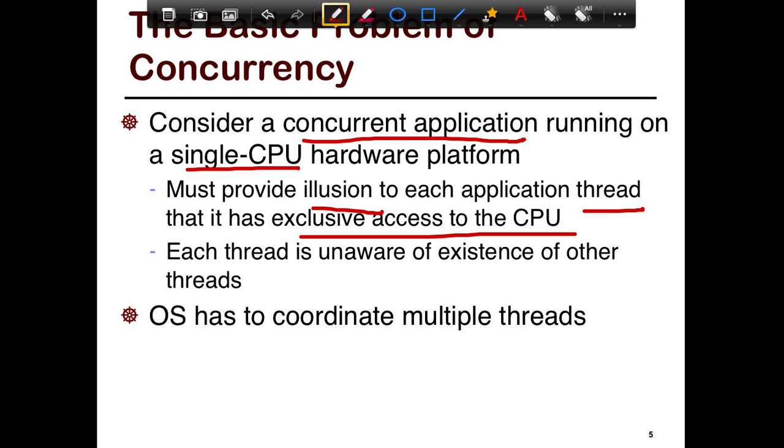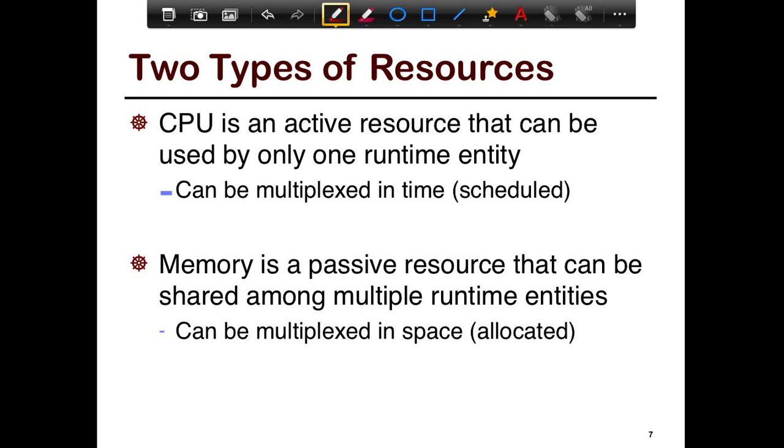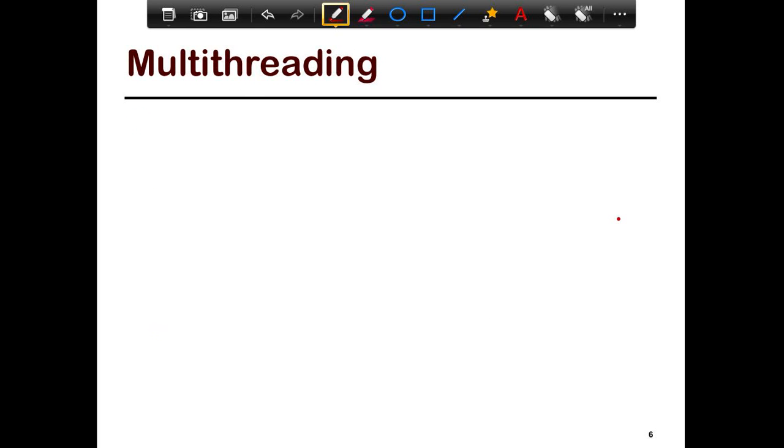So what we're dealing with is your application has specified your vessels of execution, which are your threads. The hardware resource you have is one CPU, and you're mapping these threads onto the CPU over time because there's only one of them. And at each given instant, there's only one thread running on the CPU. And each thread itself is completely unaware of the existence of these other threads. And the primary job of the OS is to coordinate these multiple threads. So multithreading. So we'll deal with the specifics of what multithreading is.